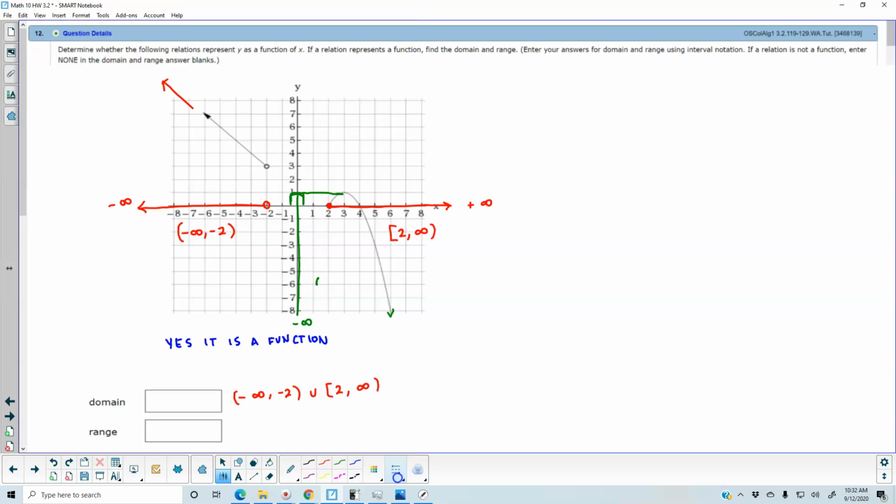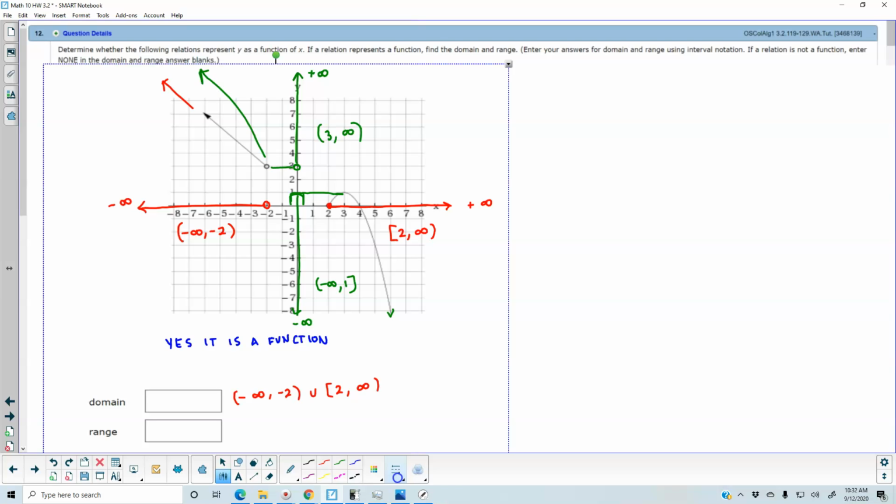So that means here we're going from negative infinity to the value of 1 with a bracket. And now if you take a look again on the y-axis, at 3 we have an open circle. And this continues up and doesn't stop, so that means it's going to go up towards positive infinity. So what that means is we have a parenthesis at 3 going towards positive infinity. So therefore our range is negative infinity to positive 1 with a bracket, union, parenthesis 3 to infinity.